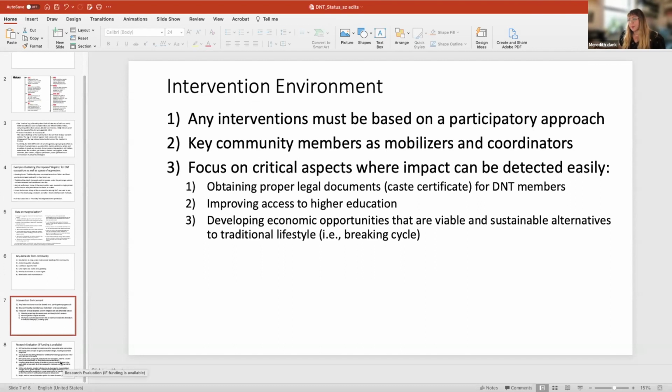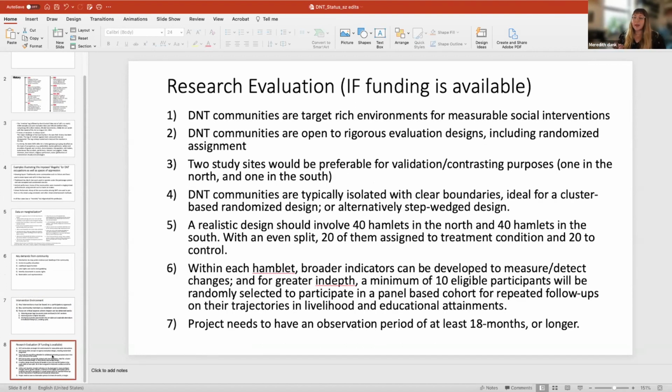So if there was funding to create a program that addressed these three key points, what would then happen? So the D&T communities are target-rich environments for measurable social interventions. So in talking to them about, would they be open to research occurring, particularly in an evaluation design like a randomized control trial? Universally, everybody seemed okay with that. There would have to be certain care taken as far as what kind of RCT was done, something similar to a wait list where everybody would eventually get access to the type of programming that is created there. But there would be initially an experimental control group.